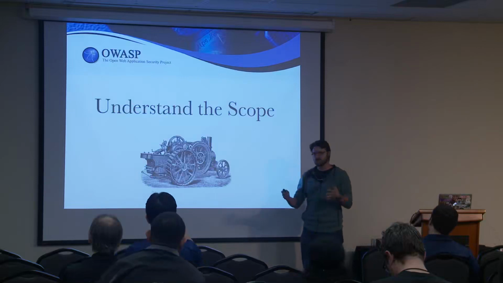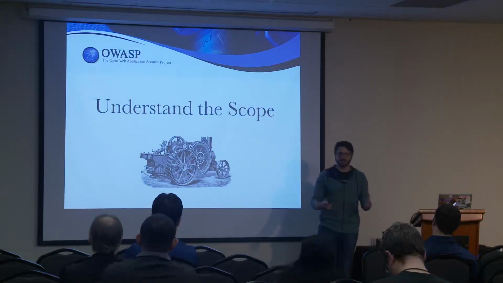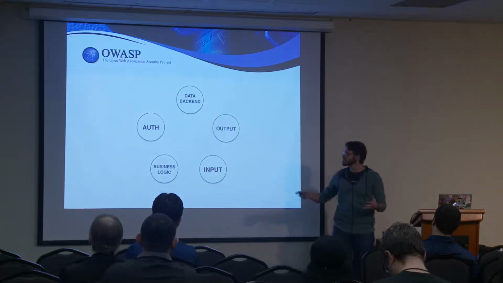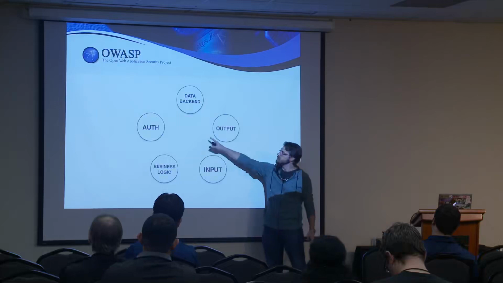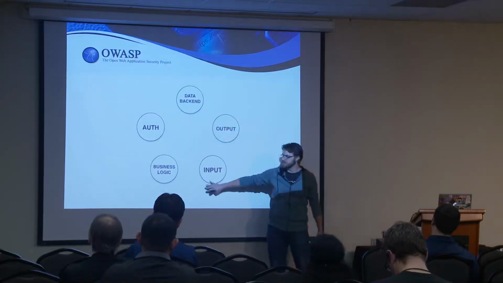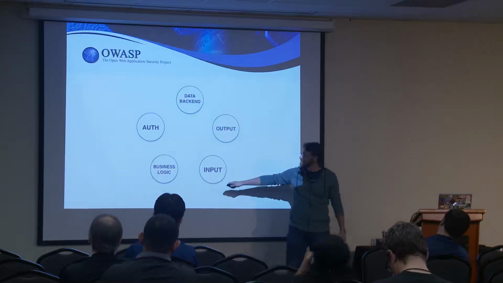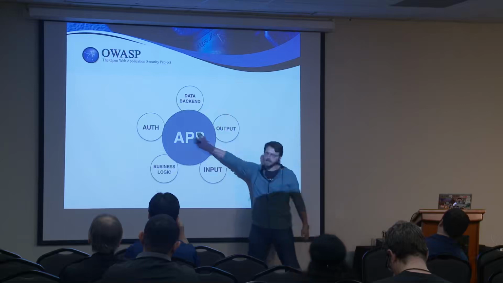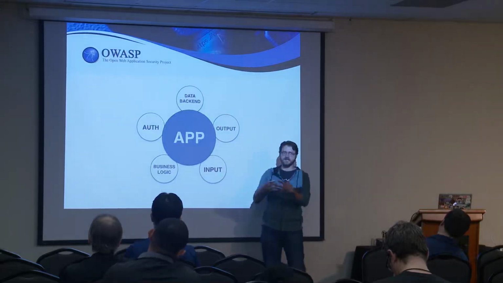So to start off with, if you have your application and you're only familiar with a certain part of it, you have to go in and try to figure out how you can understand the scope of the application. You're going to have the authentication controls, your data backend, the output layers, any kind of input from users to APIs, anything you're using there. And then you're going to have your business logic. And then you're going to have everything else in your application that glues all this stuff together.